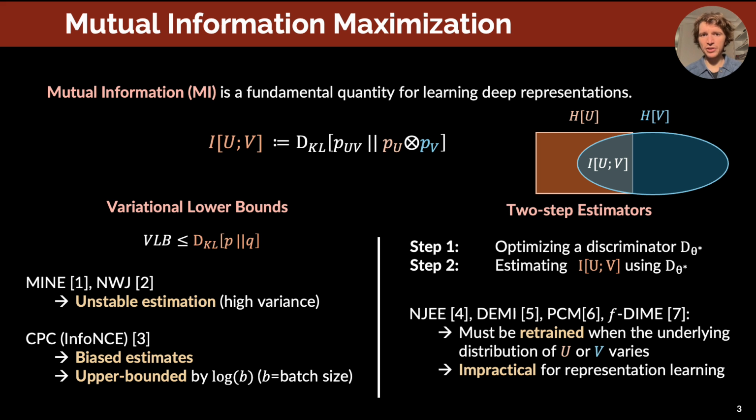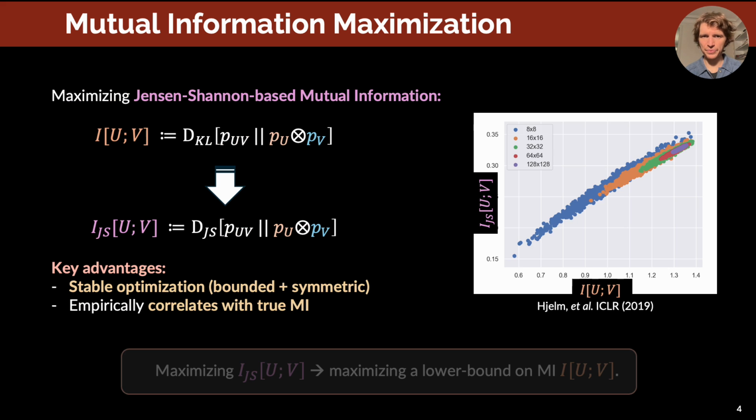Another family of methods takes a two-step approach. First, a discriminator is trained with a specific loss function, and then the mutual information is estimated from the trained discriminator. This two-step estimator can be very accurate, but it has a major drawback. It must be retrained every time the joint distribution changes. This makes it impractical for representation learning, where the deep representations themselves keep evolving during optimization.